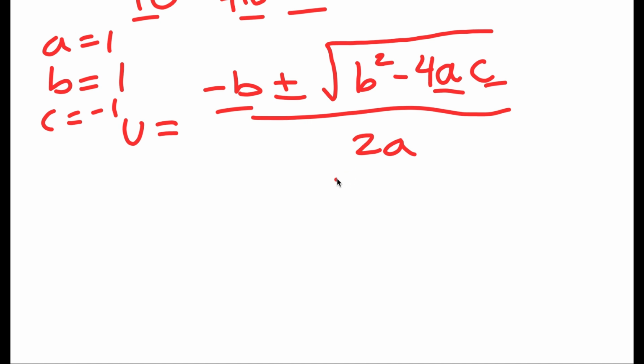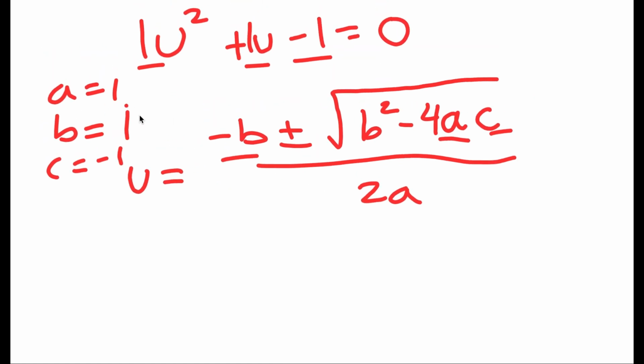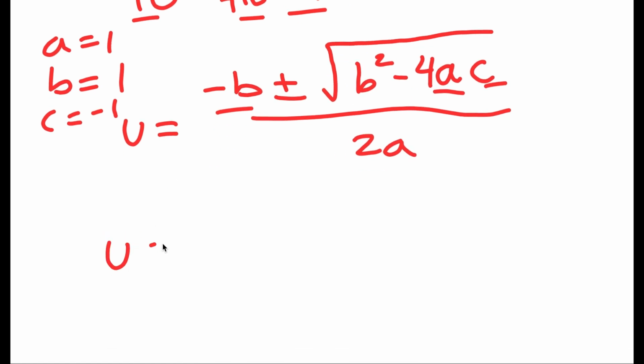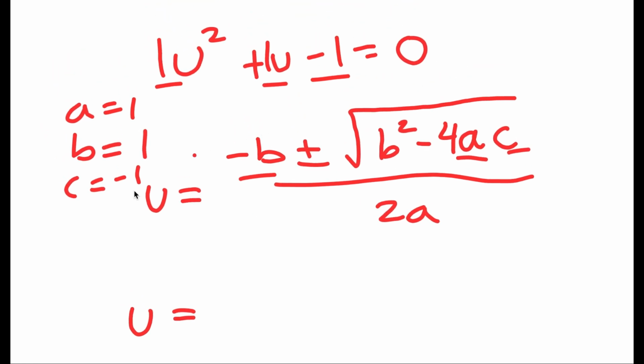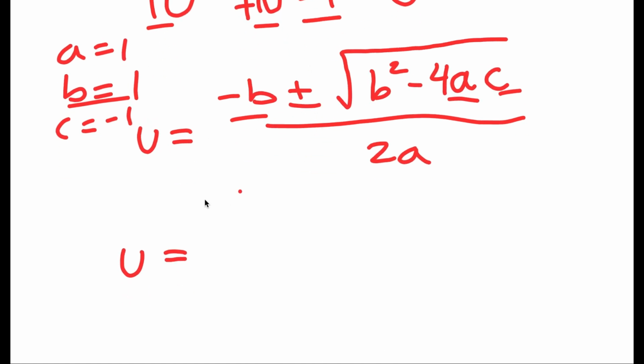So now if I plug these values into my formula here, I get u is equal to negative b. So negative b right here is 1, so negative b is going to be negative 1. And now I have this plus or minus, and this plus or minus sign means that I have two solutions actually, one with plus and then one with minus.